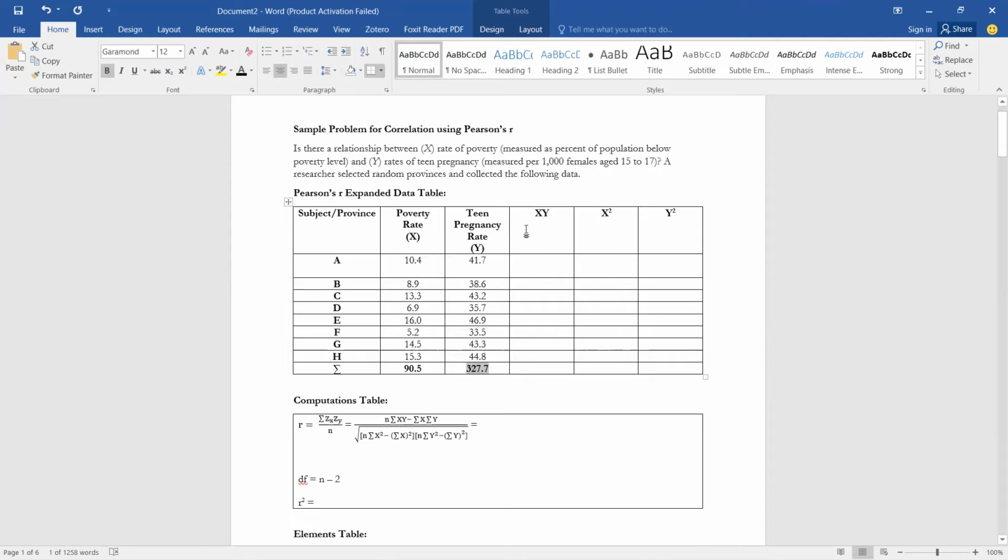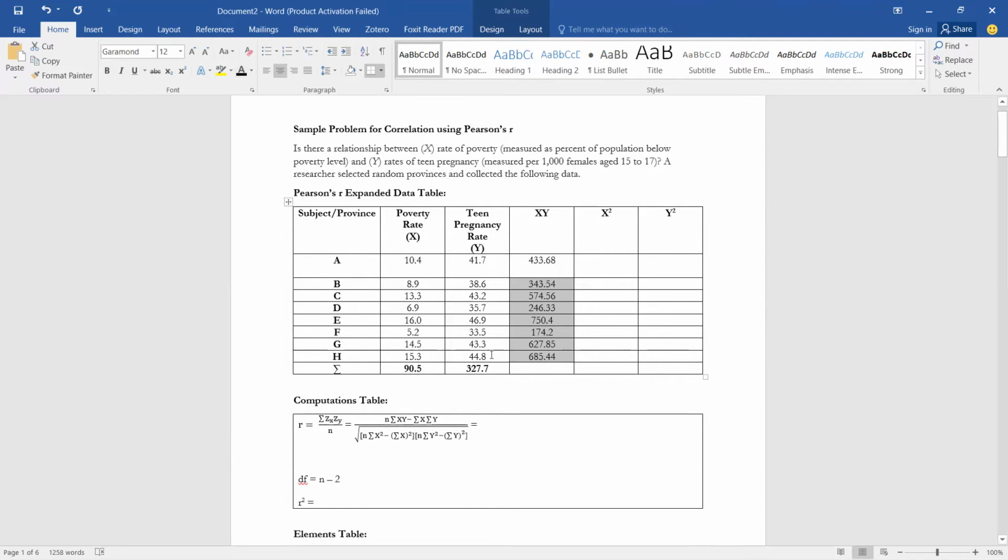So we need a separate column for that. You simply multiply the value of x and value of y for each subject, or for each province in the given problem, and you will get for province A 433.68. So let me check: 10.4 times 41.7, 433.68. And the rest should follow.